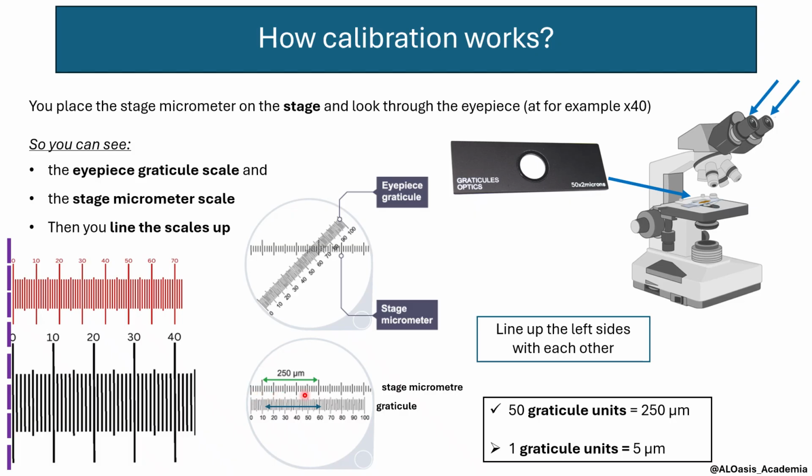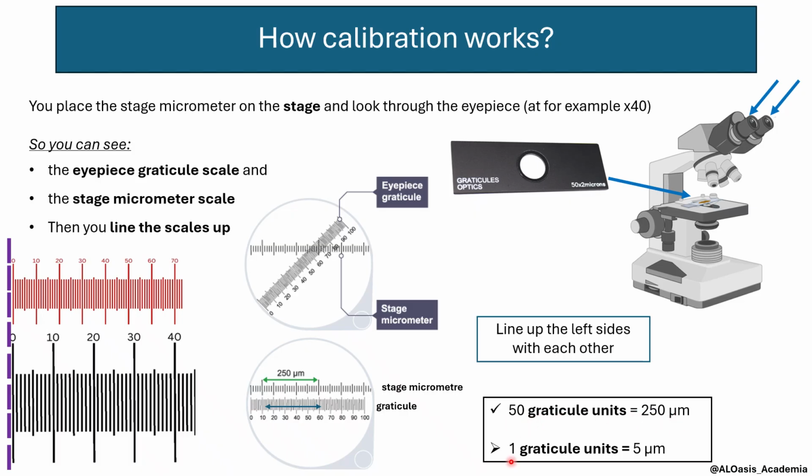So each line on the stage micrometer is 10 micrometers. We have 25 lines here, or 25 divisions. Then this equals 250 micrometers. That's on the stage micrometer. How is that translated into graticules? We can see that 50 graticule units equals 250 micrometers.